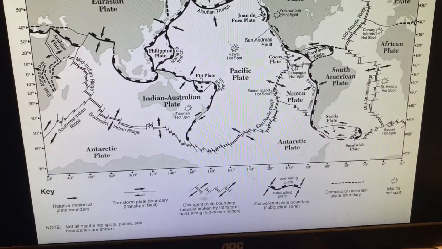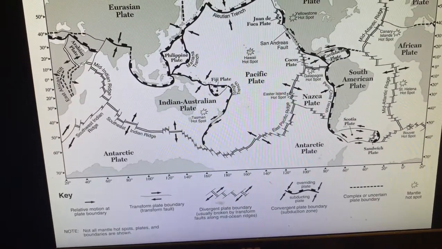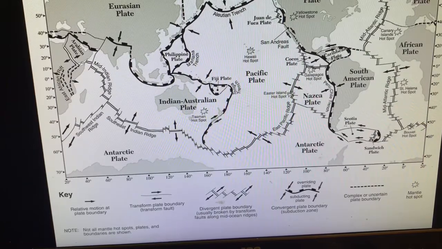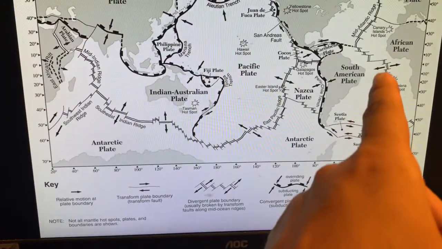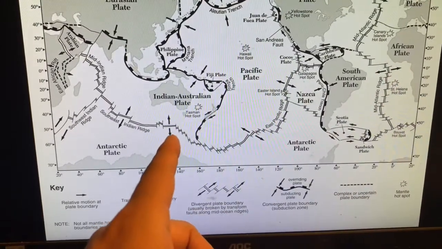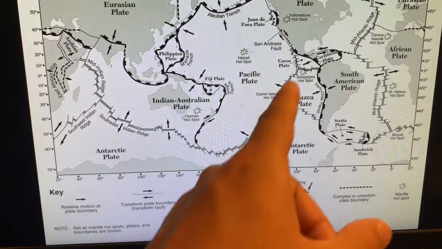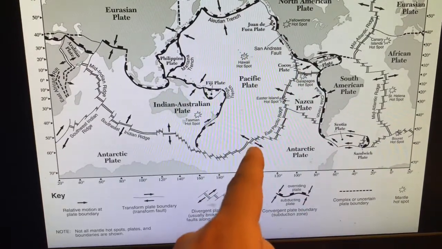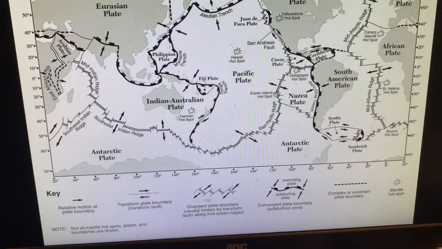Okay, divergent plate boundaries. You've got two arrows headed in completely opposite directions, but they're not drawn parallel to each other. Okay, they're on the same line. So that would be a divergent boundary. Okay, did everybody see the difference between a divergent boundary here and a strike slip or transform boundary there? And finally, the convergent zone.